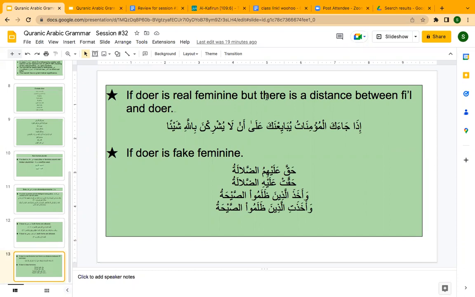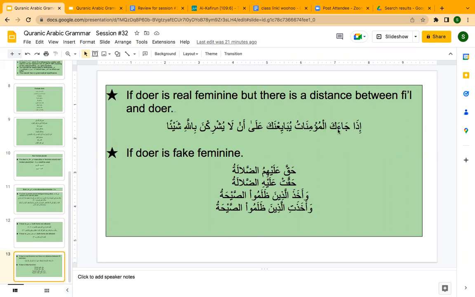If your doer is real feminine, but there's a distance between your fail and doer, then you may not see the exact form. So al-mu'minat, what kind of a feminine is it? It's a sound feminine, and it's real. Because of the sign you can say that the word is feminine, but in actuality mu'minat refers to real females, right? Real women are being called mu'minat. It's not talking about fake feminine, like winds being called feminine, where they have no biological relationship to femininity, but we just treat them as feminine because Arabs said so.